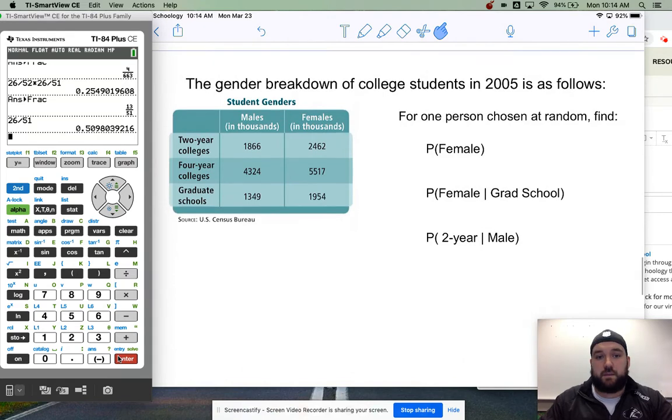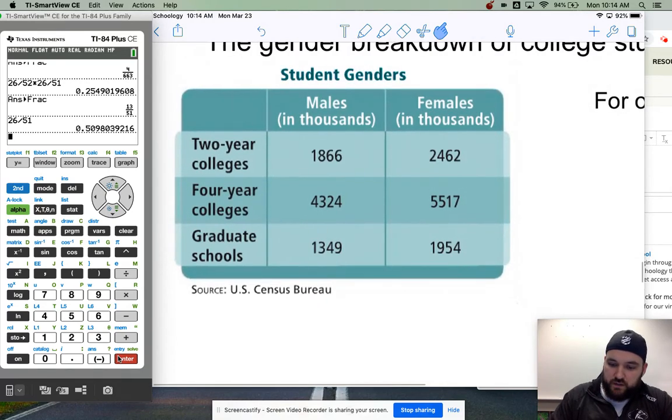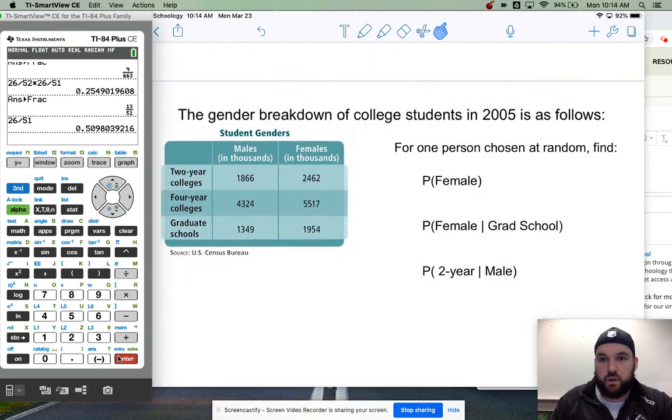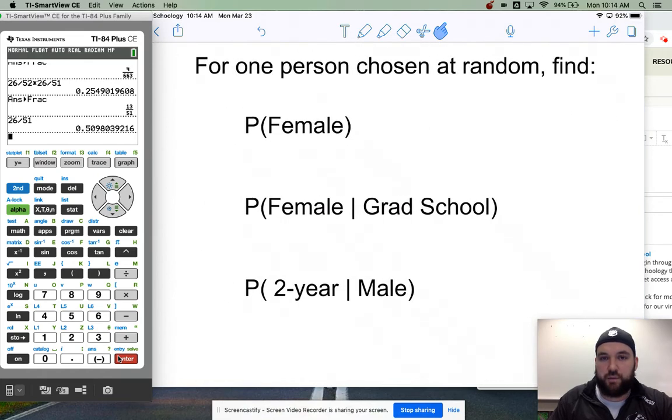So let's look at another example real quick. Gender breakdown of college students in 2005 is as follows. There's males and females. Again, these numbers are in thousands, so there should be 3 zeros attached to each one. And then it's split up by 2-year colleges, 4-year colleges, or grad school, which means master's and doctorate programs. So this says, for one person chosen at random, find the probability that the person you pick is female. Now, there's no given information here. There's no given event.